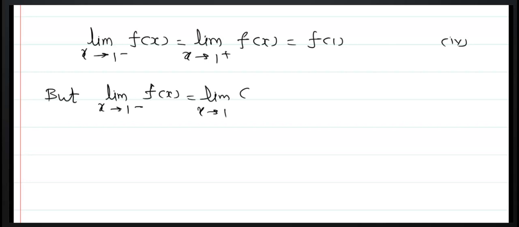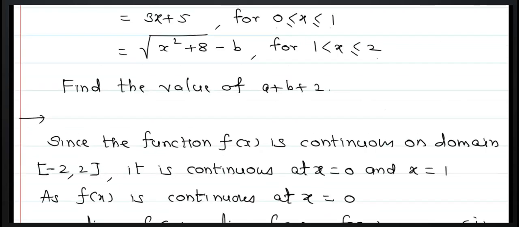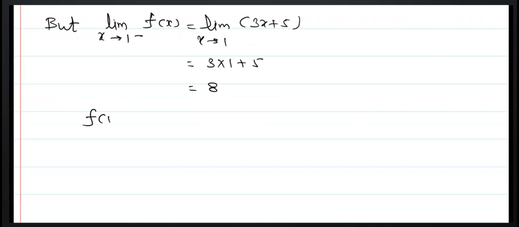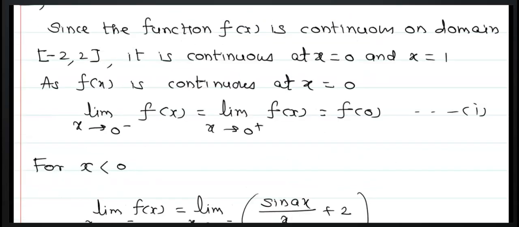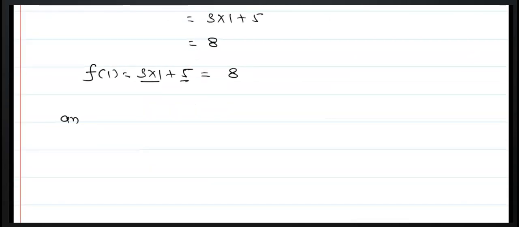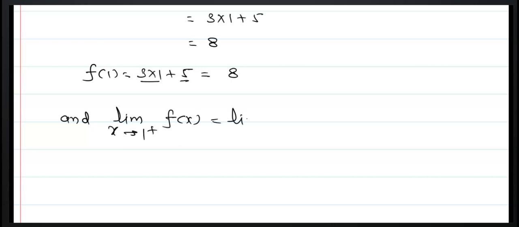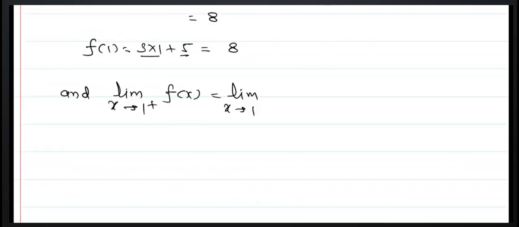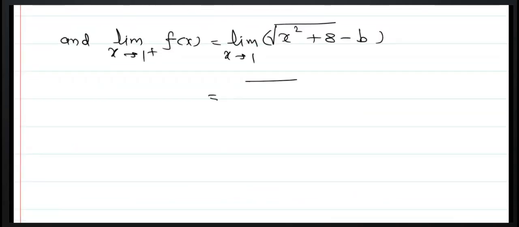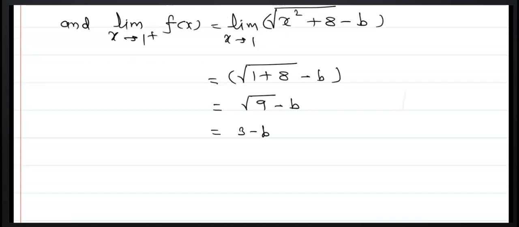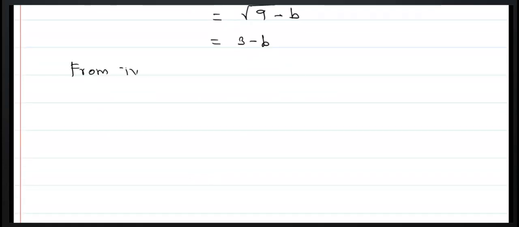Therefore, for the left hand side limit, the function is 3x plus 5, replace x by 1, 3 into 1 plus 5, that is equal to 8. F of 1, that is 3 into 1 plus 5, is equal to 8. And the limit as x tends to 1 plus of f of x, that is, for the right hand side limit, we take the function root of x square plus 8 minus b, root of 1 plus 8, 9, that is 3 minus b.